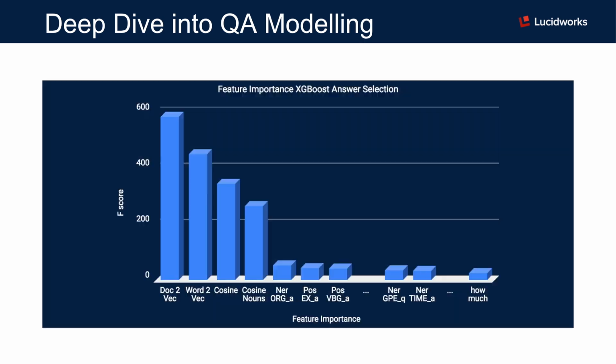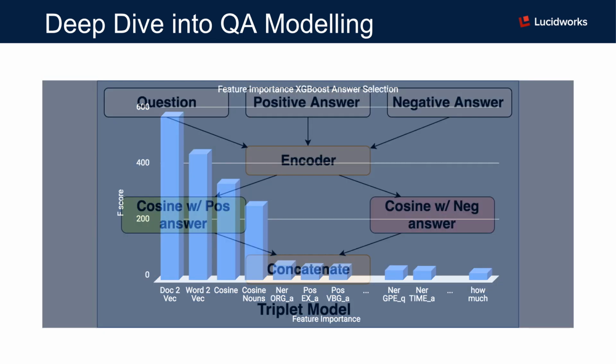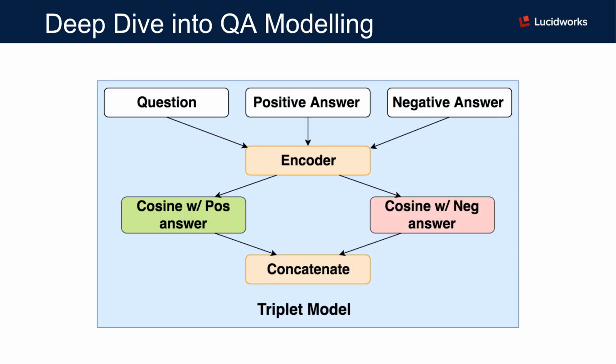For example, here is a feature importance output from the XGBoost model. It shows that such unsupervised features like cosine distances between different question and answer vectors are very important, and the model pays a lot of attention to them. Now let's focus on the Siamese deep neural network architecture that we used.